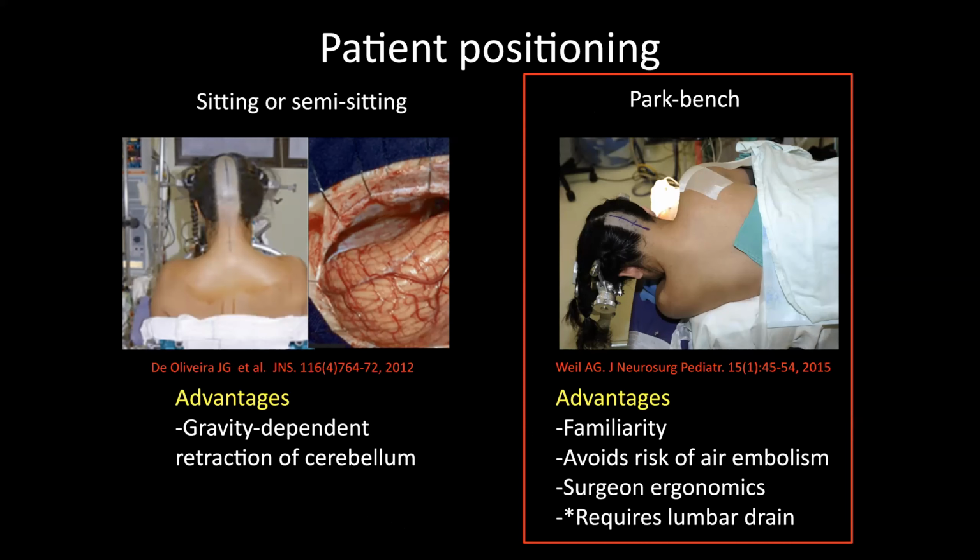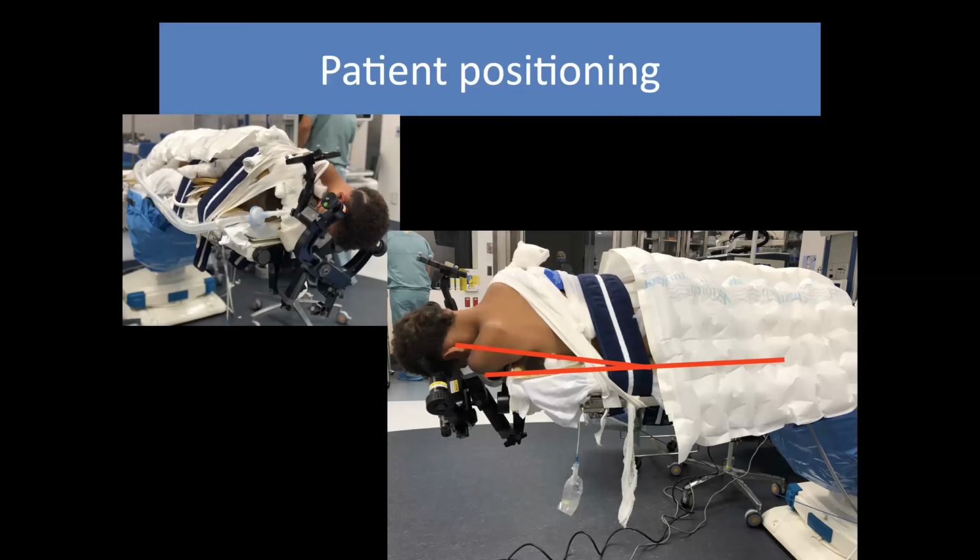In addition to familiarity, there's a reduced risk of air embolism compared to a semi-sitting approach. Ergonomically, you can sit, and the arm can be rested on the myostand or on the shoulder gently. The disadvantage being you can't benefit from the gravity-dependent retraction of the cerebellum. So if you're going to carry out this SCTT in a park bench position, a lumbar drain is absolutely indicated. This will allow you to drain CSF during the craniotomy and open up the supracerebellar space.